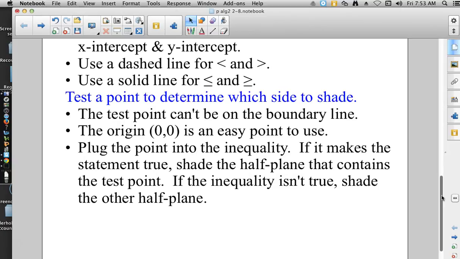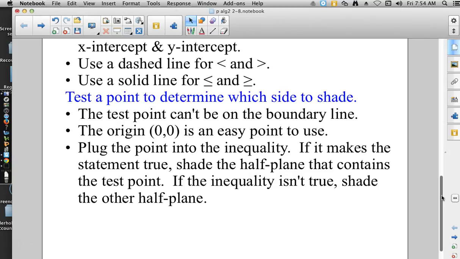Test a point to see which side to shade. Don't ever pick a point that's already on the boundary line. If you put that point in, if it has an equals bar, it'll make it absolutely true. We want to pick one that's going to be easy to use, but is not on that boundary line. If you get a chance, pick 0, 0. I mean, those are such easy numbers to work with.